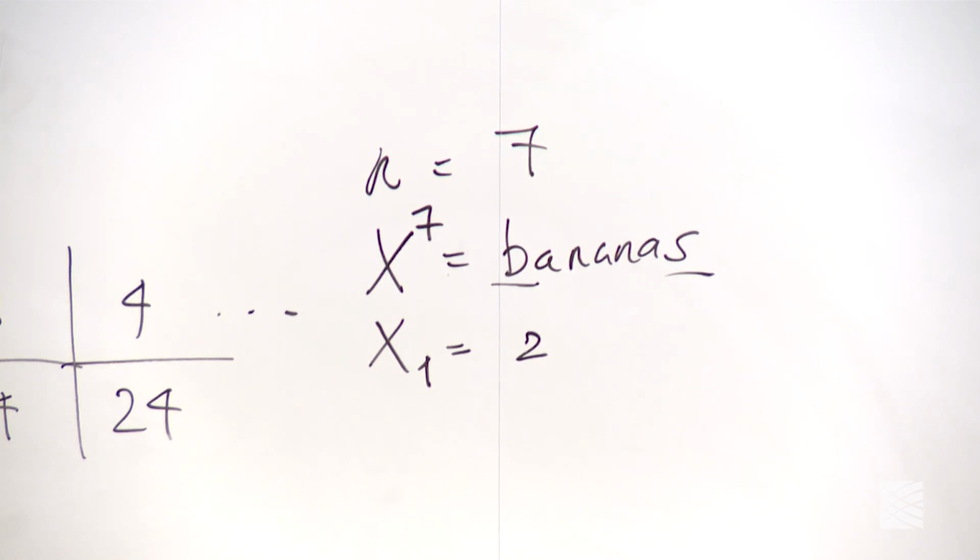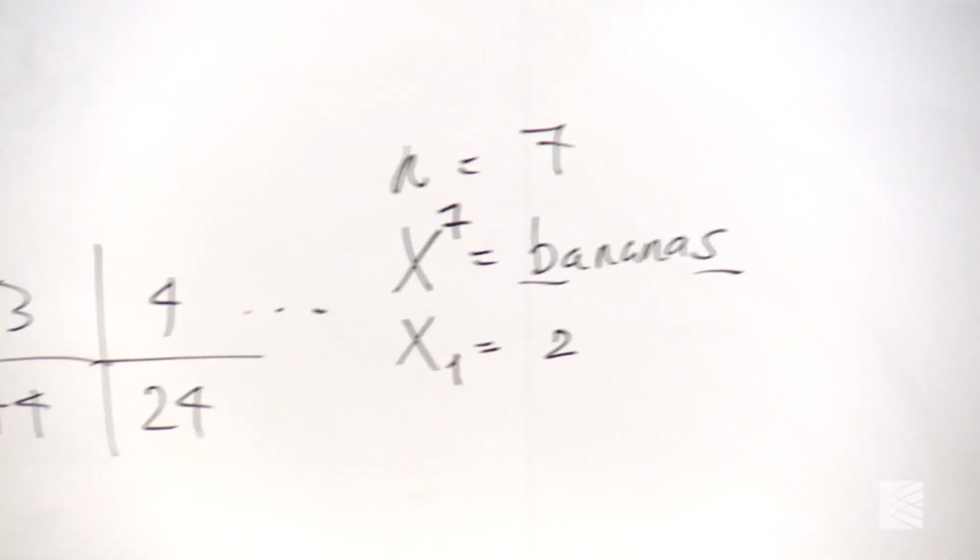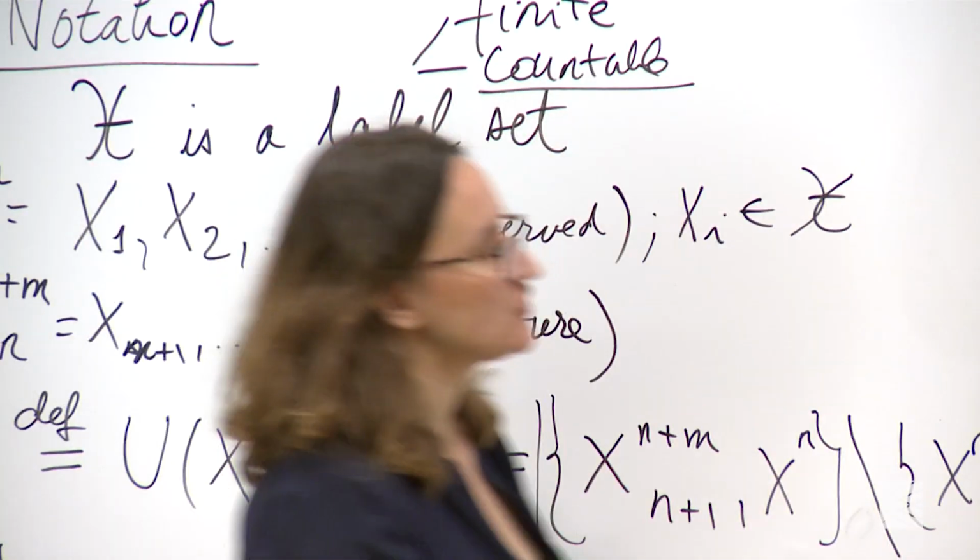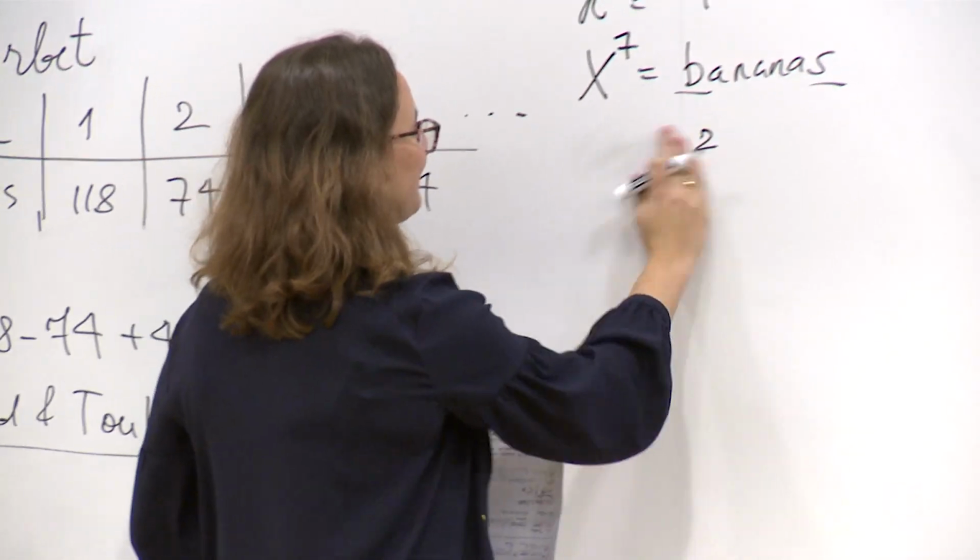So x is a sequence of letters. Here the alphabet is just the letters, so B, A, and so on. Right, so x1 is not 2. x1 is B. Oh, I'm so sorry. Okay, you're good. Thanks for pointing that out.